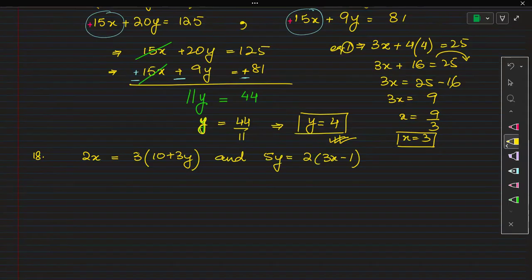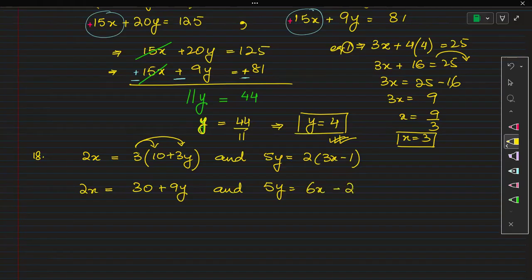So first of all, we have to open the bracket, right? So 2x equals 3 times 10 and 3 times 3y. So 3 times 10 is going to be 30. 3 times 3 is going to be 9y, right? And we have another equation that has to be expanded as well. So 2 times 3 is going to be 6x. 2 times 1 is 2, right?